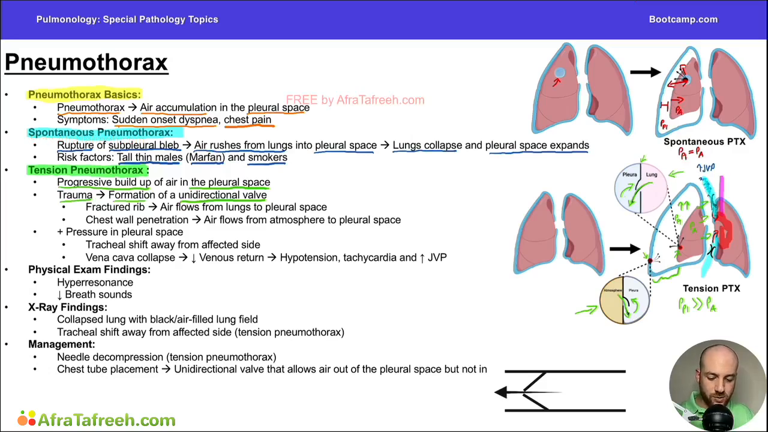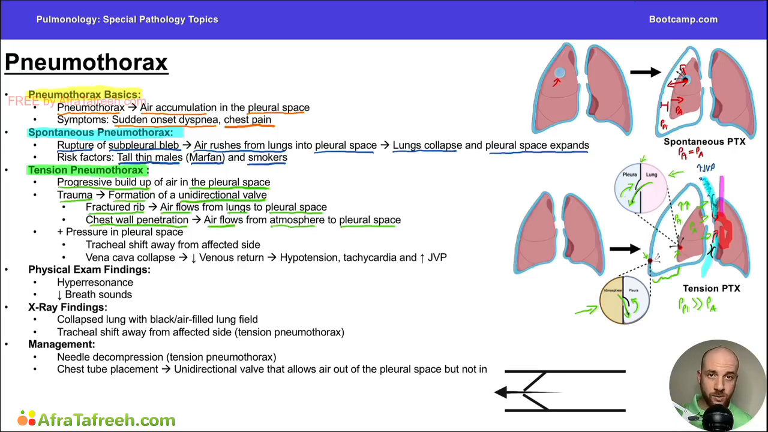Okay, so now let's just go over a couple classic scenarios. So the first is going to be a fractured rib. And what happens here is the sharp fractured rib pieces kind of turn inwards and puncture the lung tissue. And so we usually see air flowing from the lungs into the pleural space. And furthermore, we can also see this with chest wall penetration or chest wall trauma, where we get the puncture of the parietal pleura. And so in this case, we'll see air flowing from the atmosphere into the pleural space.